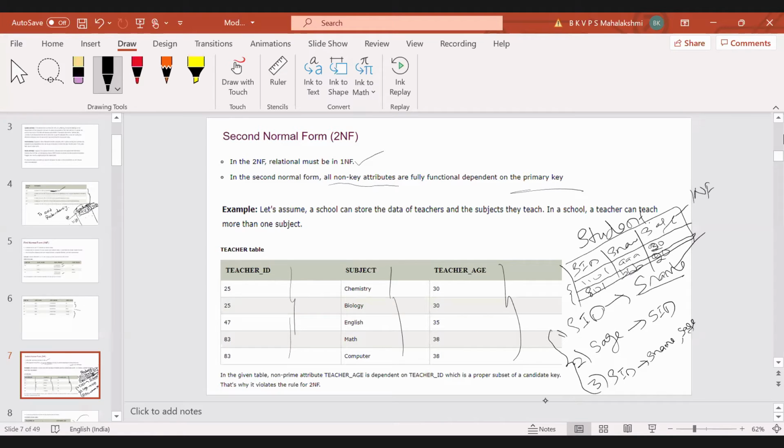Coming to the second one, is SID dependent on SH? Using SH, can we determine SID? Is it true? No, ma'am. No. So it's wrong. It does not satisfy the second property. And this one, yes. So in this way, you have to check.